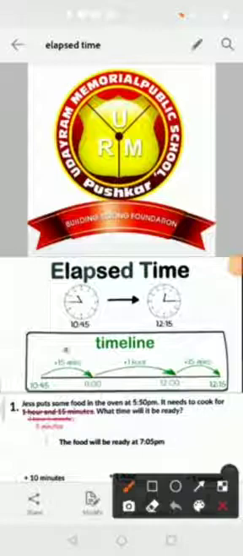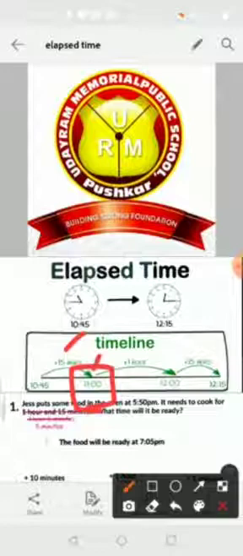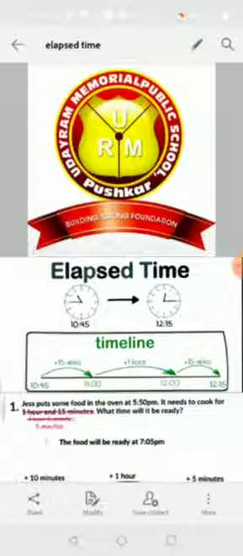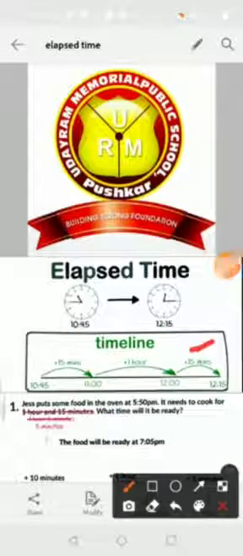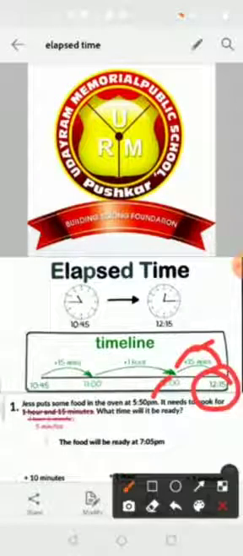We will move 15 minutes to get 11 o'clock because 11 o'clock is our next whole number. Now from 11 to 12, we will draw another 1 hour bar so that we can get our next whole hour, and after that we will move only 15 minutes because our ending time is 12:15. We have already reached 12 o'clock. We will again move 15 minutes so that we get our ending time, which is 12:15.